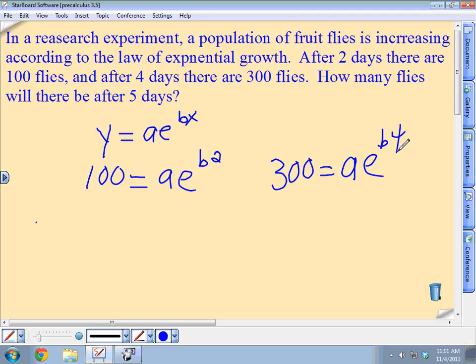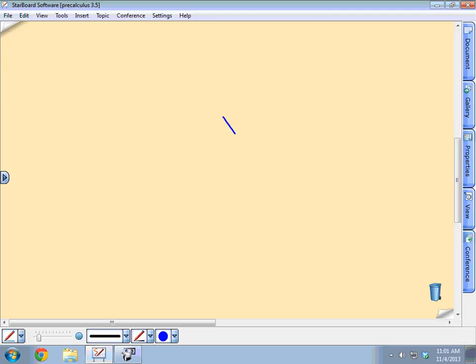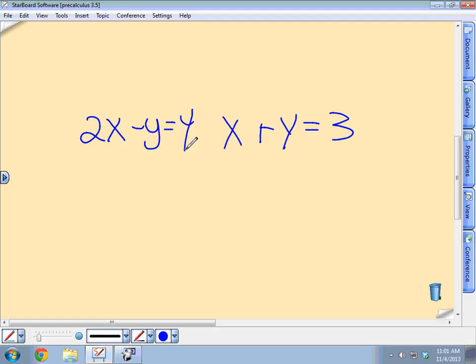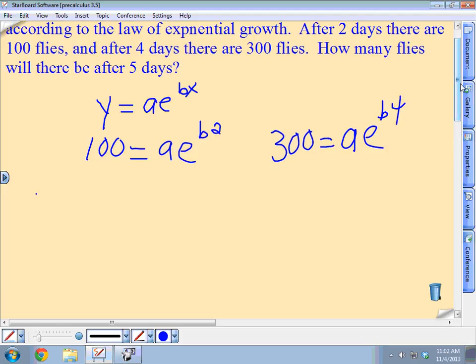Think of it like this. What if I told you x plus y equals 3, and I said 2x minus y equals 4? You could solve for x and y. No. Yes, right? You did that in algebra 1 and 2, right? Oh, but see, that's so much more complicated. That's so dumb. That's ridiculous. I'm sick of this already. Are you serious? Let's find out what a is first.